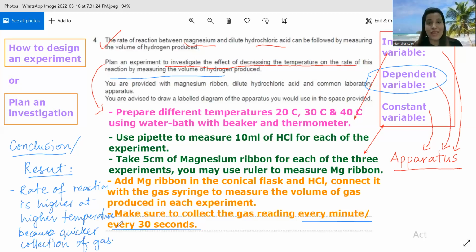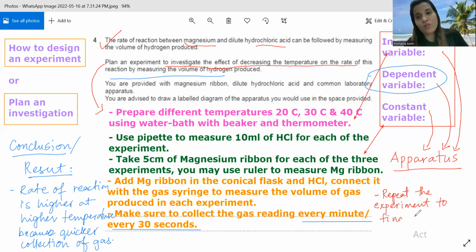This is one point. Then again, one common point that will qualify you for a mark is repeating the experiment. So this will also be a common point. Repeat the experiment to find the average. Also, one common point that I want to give you is about safety precautions. That is also good to add to your marks.